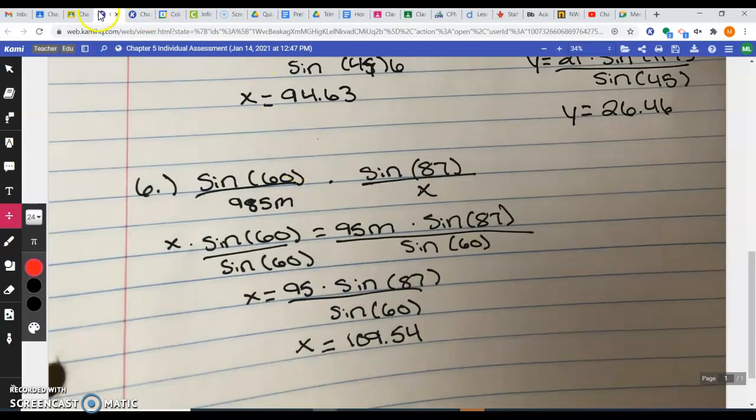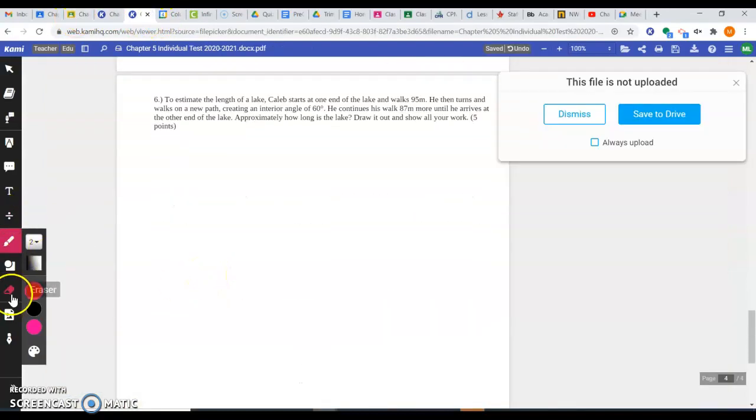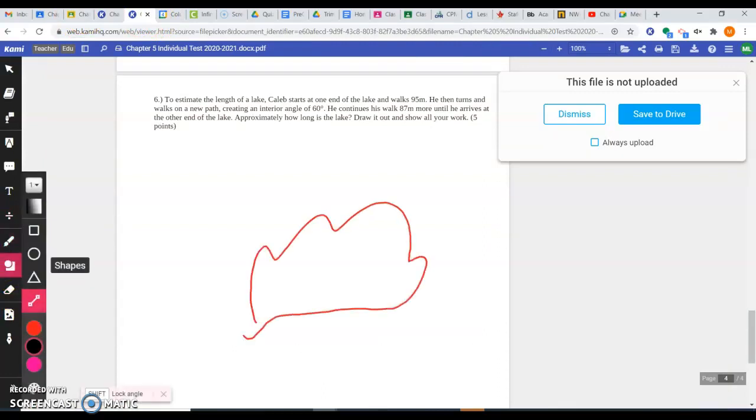Lastly, in number 6, we cannot use the law of sines because we don't know another angle. You're using 87 here. 87 is not an angle, it's a side length. So if I set up this problem or draw it out, to the best of my ability, I have some kind of lake here, and I'm walking a path around it. So I start on one side of the lake, I walk 95 meters, then I walk 87 meters to the other side of the lake, and I'm looking for the distance across the lake.